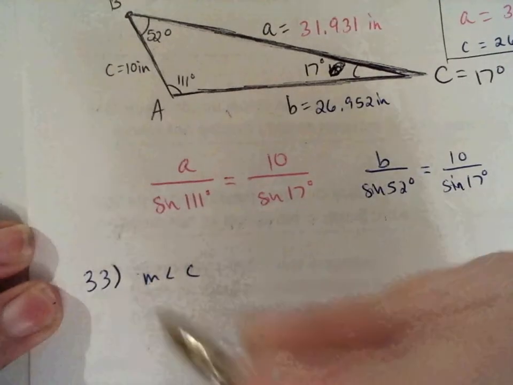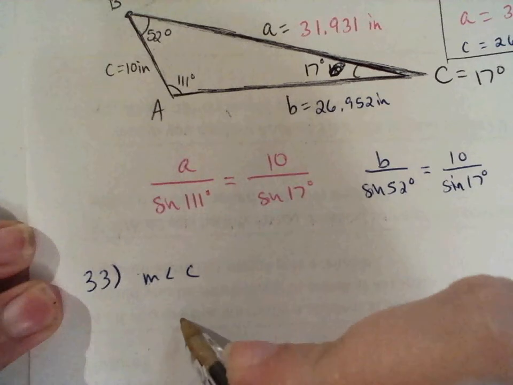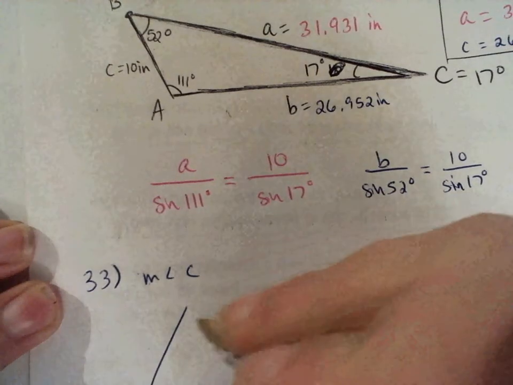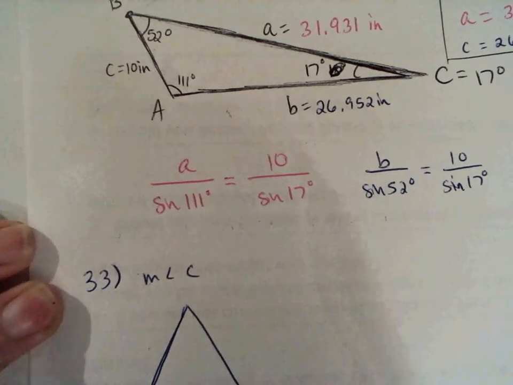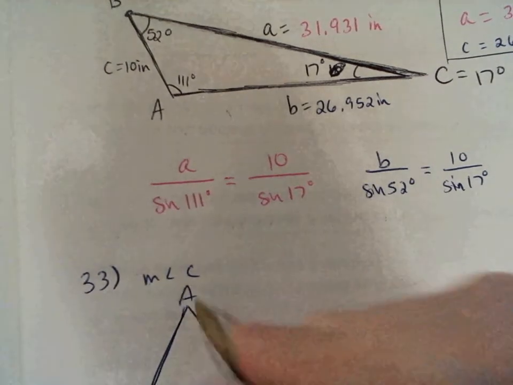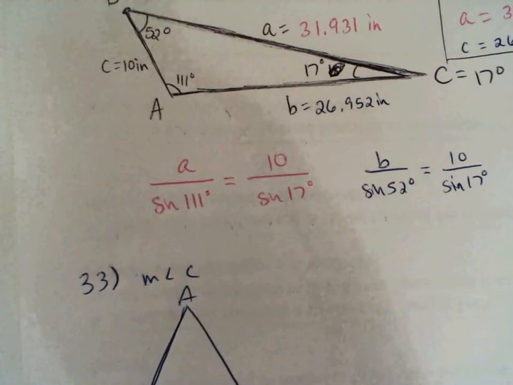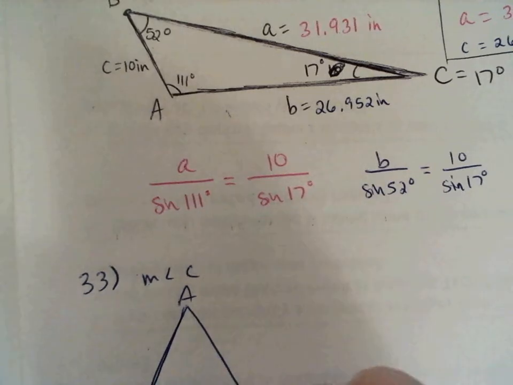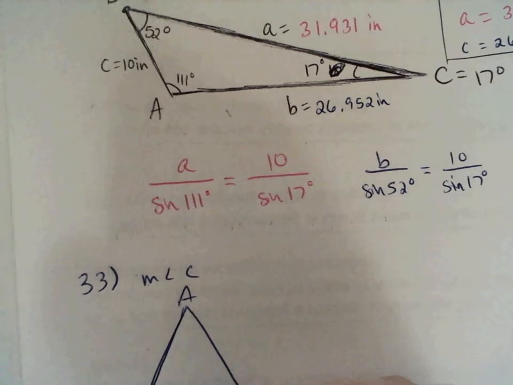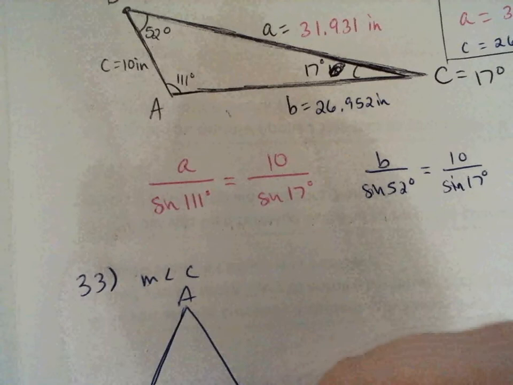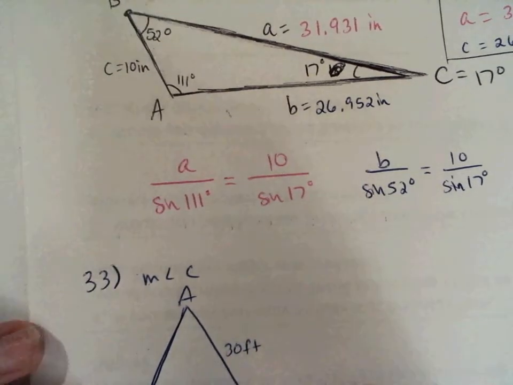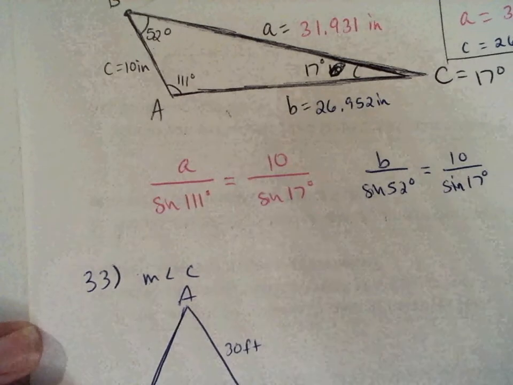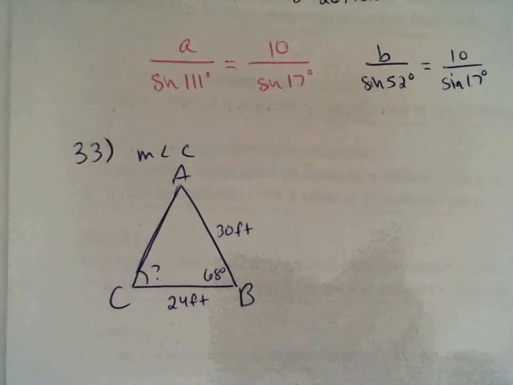Number 33 says find the measure of angle C given this situation right here. Kind of looks like an isosceles triangle, but it's not quite. I've got angle A, angle B, angle C, and that's what we're trying to find. I've got 68 degrees right here. I've got 30 feet right here, and I've got 24 feet right there.